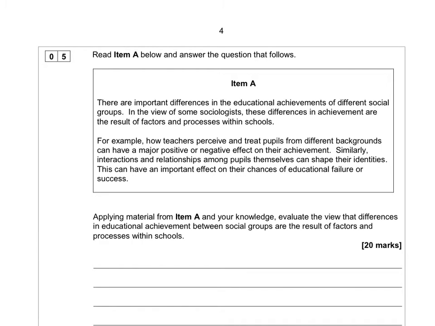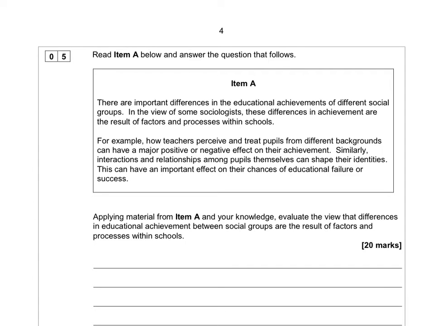So question 5 will always be your 20-mark essay question, and I think it's really important to read the question before you actually read the item, so you know what sort of information to try and pick out. The question says: applying material from item A and your knowledge, evaluate the view that differences in educational achievement between social groups are the result of factors and processes within schools. There's a few things we need to quickly look at on this question before we start looking at the item. Firstly, they really have placed a lot of emphasis on the fact that you have to apply material from item A. This is telling students to draw material from the item in order to support your answer to this exam question.